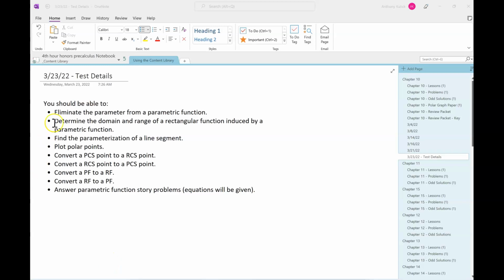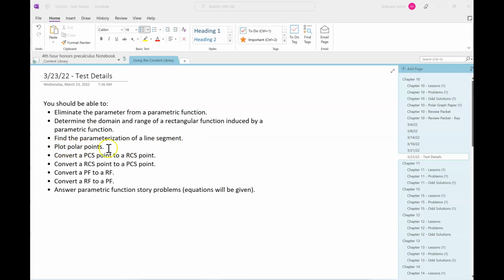Talk a little bit about the test format here. So for the test, you should be able to eliminate the parameter from a parametric function, determine the domain and range of a rectangular function induced by a parametric function. This is just like what we did on the homework quiz, right? Find the parameterization for a line segment.